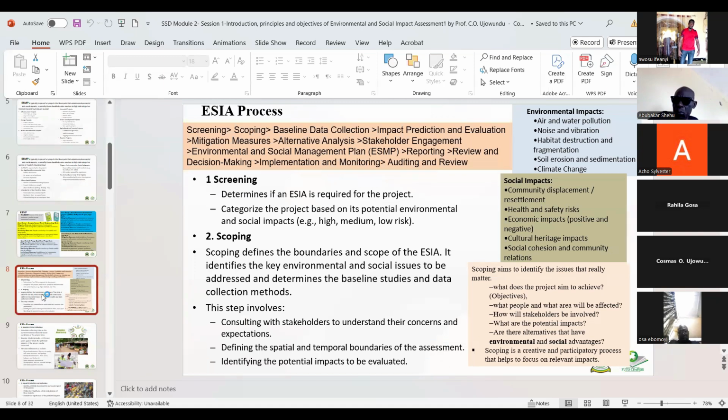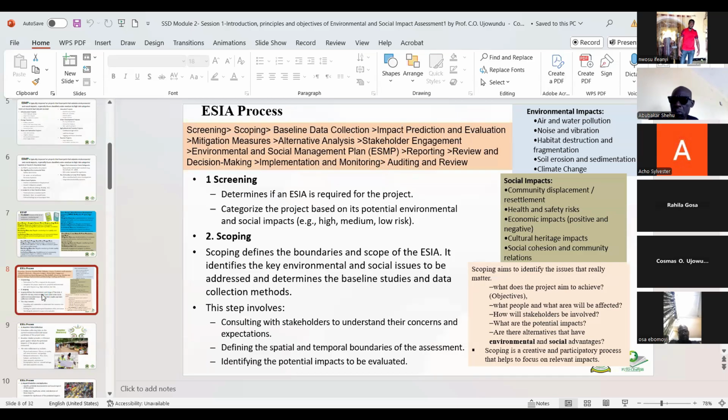Then you look at alternatives. What are the alternatives whereby mitigation measures will not work? Then you go into stakeholder engagement, environmental and social management plan, which we've looked at here. Then reporting, then review and decision making. Then finally, you go into implementation and monitoring. Then as the project kickstarts, you now go into auditing and review. Then we start with screening.